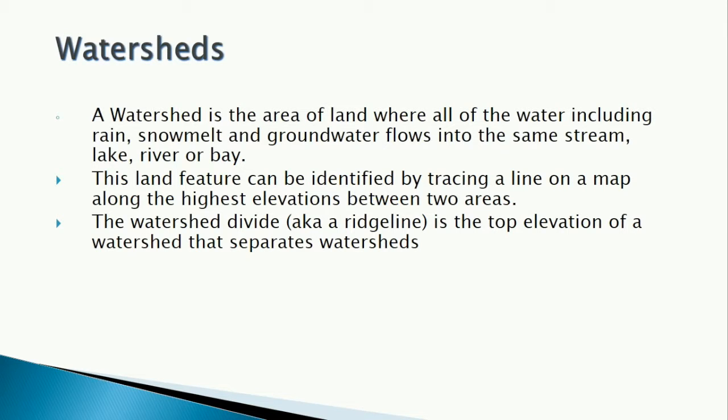A watershed is the area of land where all of the water, including rain, snowmelt, and groundwater, flows into the same stream, lake, river, or bay. This land feature can be identified by tracing a line on a map along the highest elevations between two areas. The watershed divide, also known as a ridgeline, is the top elevation of a watershed that separates watersheds.